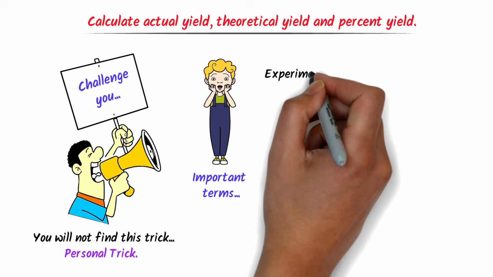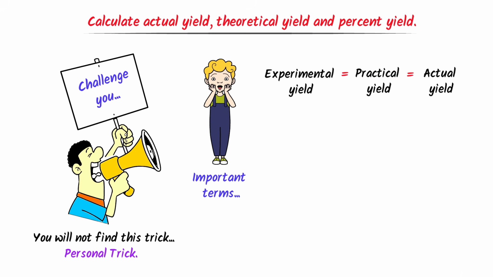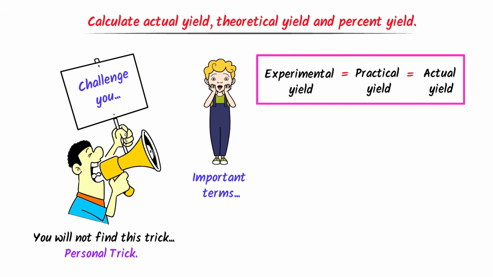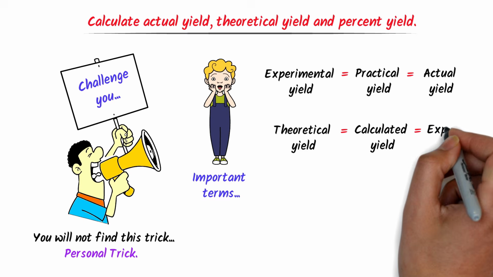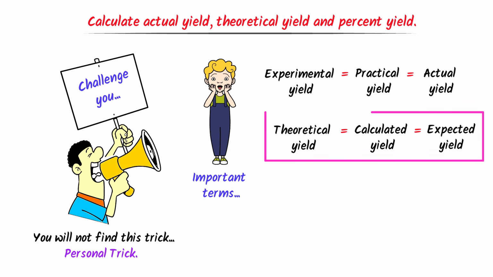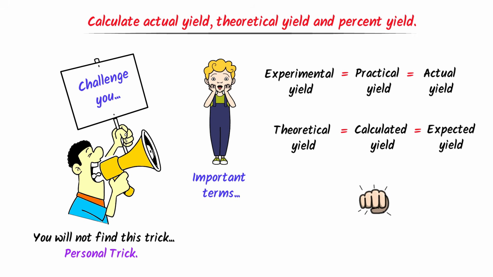Remember that experimental yield, practical yield or actual yield are all the same thing. On the other hand, theoretical yield, calculated yield and expected yield are also the same thing. Thus note down these important terms which many students are not understanding.